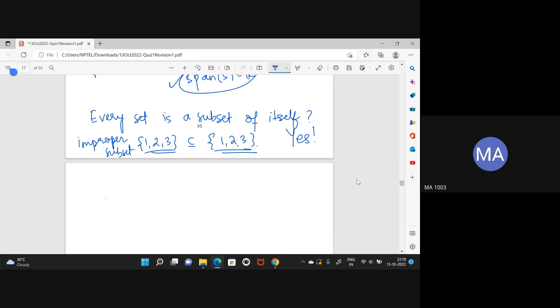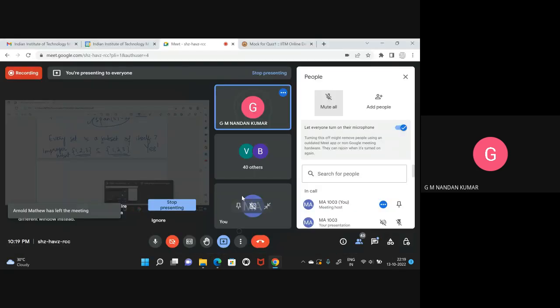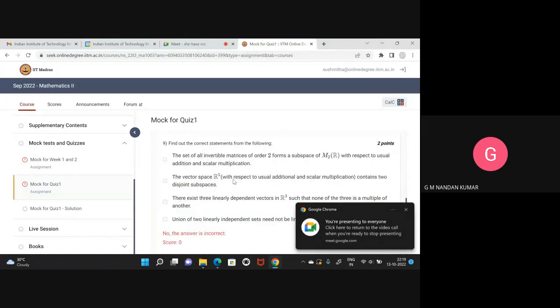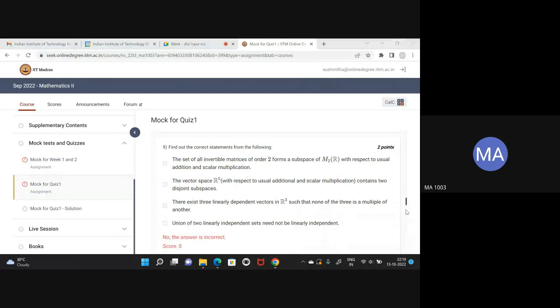Other doubts? Ma'am, question number 9 in the mock. Can you explain that also? Find out the correct statements from the following. The set of all invertible matrices forms a subspace with respect to usual addition.